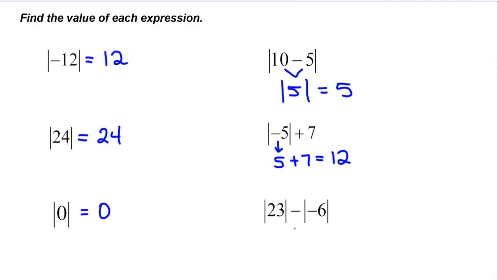And then the last one, again, now we've got absolute value bars around both numbers. So we have to do the absolute values first before we can do the subtraction. So we have the absolute value of 23 is 23 minus the absolute value of negative 6. Well, how far is negative 6 from 0? 6 units. So this really turns into just 23 minus 6, which is 17. So that's how you can evaluate expressions that contain absolute values.